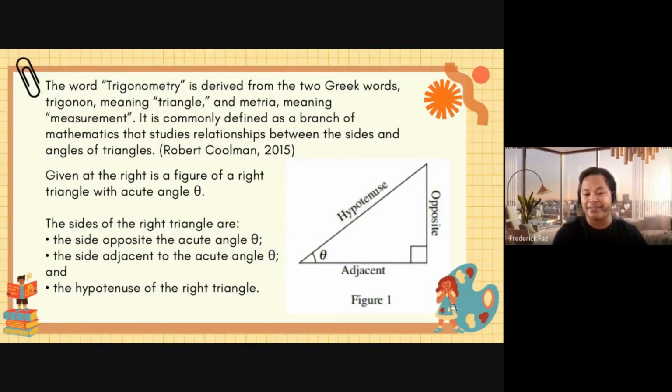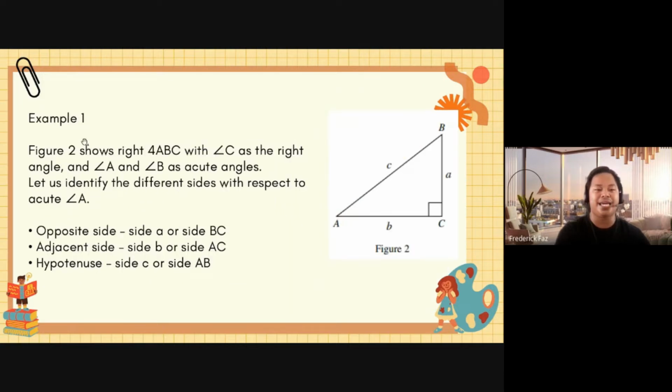As we have this figure 1 here and we have this acute angle here, we can have the following sides. The side opposite the angle theta. So ito po, opposite side of angle theta. We have the adjacent side of angle theta. And we have this hypotenuse, which is opposite the right angle. Here is an example. See figure 2 po.